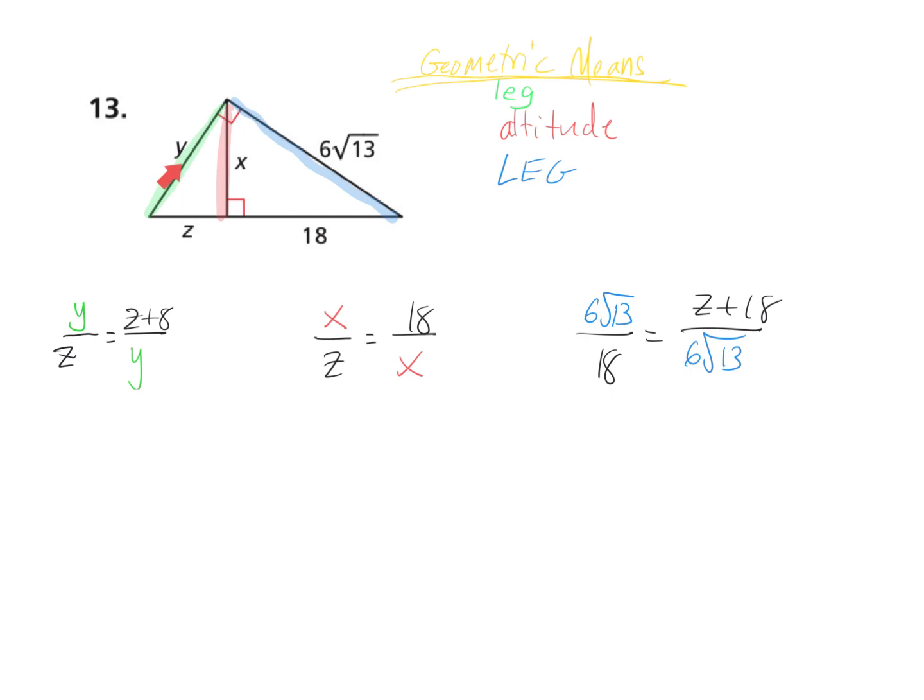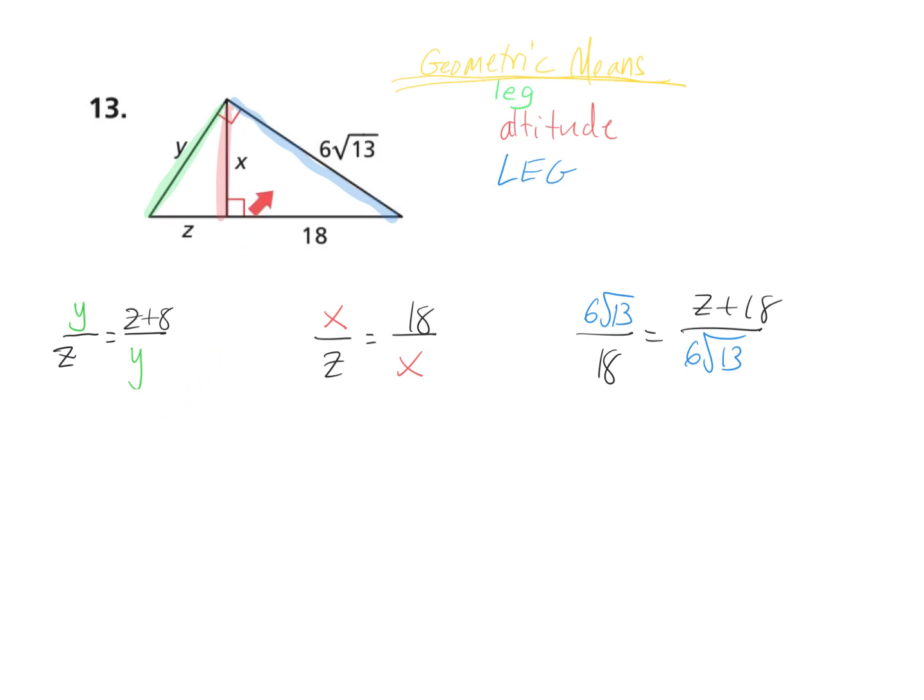So remember, this leg is a geometric mean of the part of the hypotenuse that it's touching and the whole hypotenuse that it's touching. The blue one is a geometric mean of the part of the hypotenuse that it's touching and the whole hypotenuse that it's touching. And the middle geometric mean, the altitude, is the geometric mean of each of the parts that it's touching.